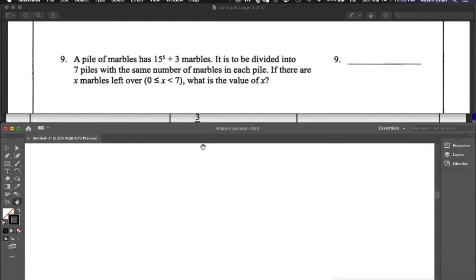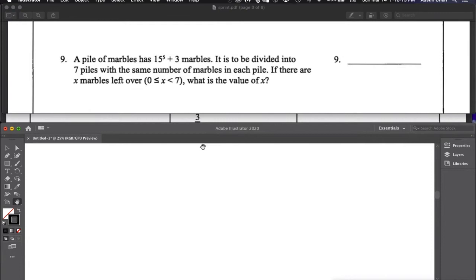You can think of it as, from our total number of marbles, we're taking out 7 marbles every time and putting 1 marble in each pile. That works because we want the same number of marbles in each pile. If we keep doing that, all of our piles will still have the same number of marbles.